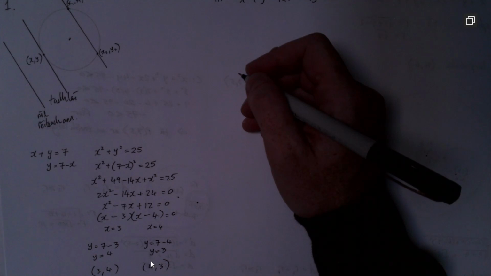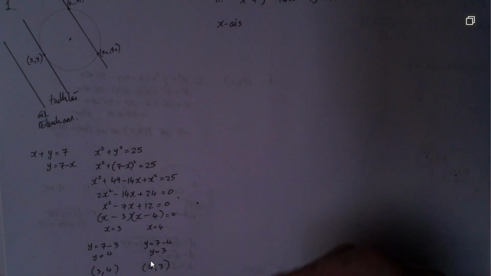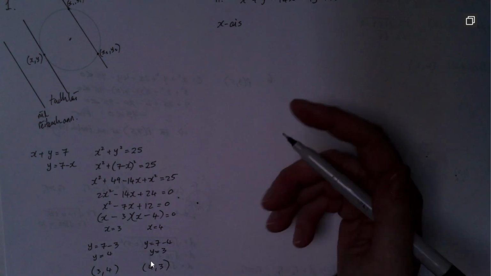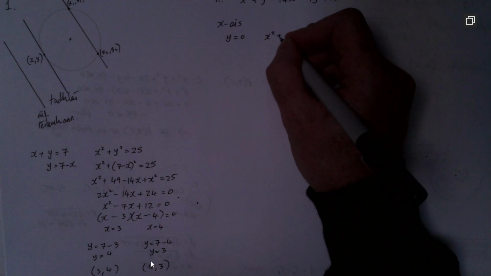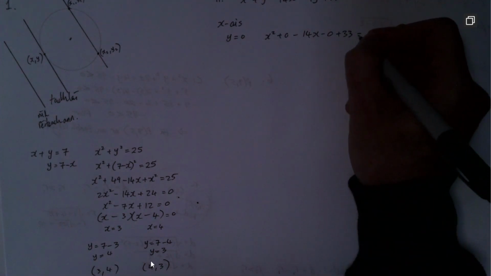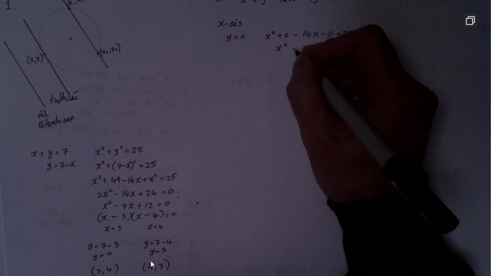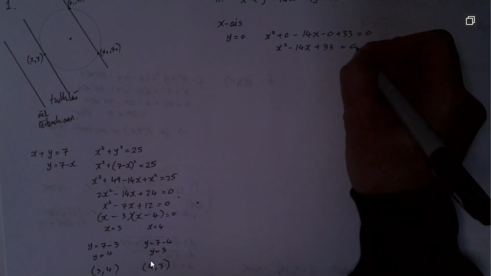Find the coordinates of A and B. When the circle meets the x-axis, that means y equals 0. So we substitute y equals 0 into the equation, which gives x squared minus 6x plus 3 equals 0.